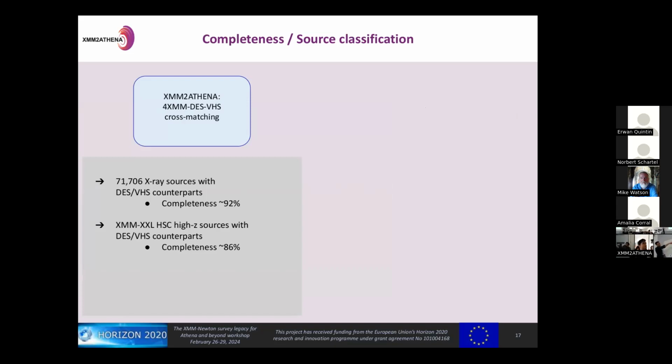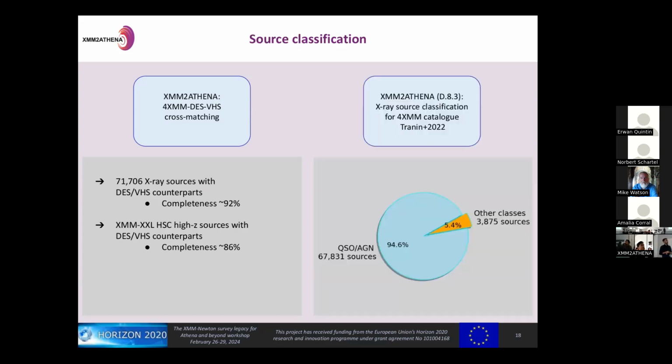And just here, I'm comparing with the result of the XMM XXL North, where we had even deeper photometry from the Subaru optical data. Out of the high redshift sources selected there, we were able to find that 86% have a counterpart in the DES catalog. So we are good at this as well.